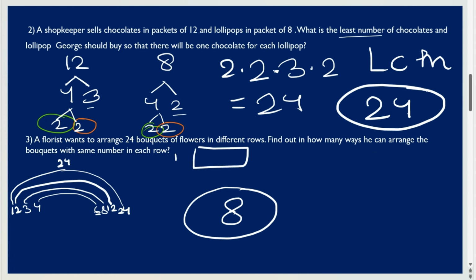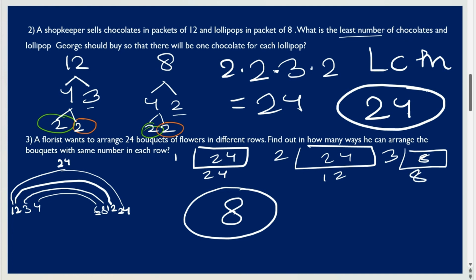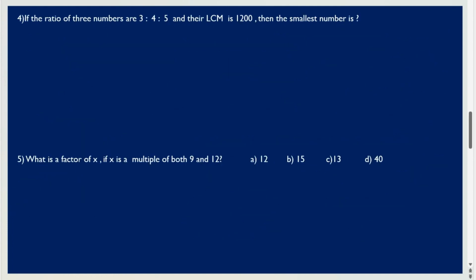So 1 and 24 makes 24. 2 and 12 makes 24. 3 and 8 makes 24. 4 and 6 makes 24. See, but then we can also switch it, like I said before, like 24 goes here, 1 goes here, 12 goes here, like just switch the numbers, right? So then we will get 8 in that case. So 8 is our answer.